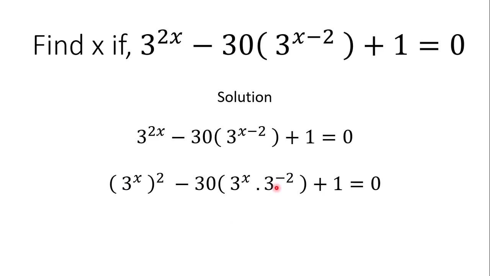Okay, so to eliminate this one, I'm just going to rewrite this one as 3 raised to the power x over 9. Why? Because this 3 raised to the power minus 2 is the same thing, from the negative index law, as 1 over 9. And when you multiply 1 over 9 by 3 raised to the power x, you're going to get 3 raised to the power x divided by 9. Okay?